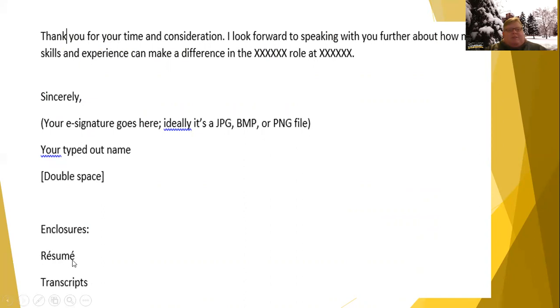For graduate school, it might be resume, transcripts, writing sample, personal statement, something like that. But it actually saves more space to not do this enclosures part and to write in a line up here. I have enclosed my resume, transcripts, and personal statement for your review. That gives you this space to use for the actual meat of your cover letter.